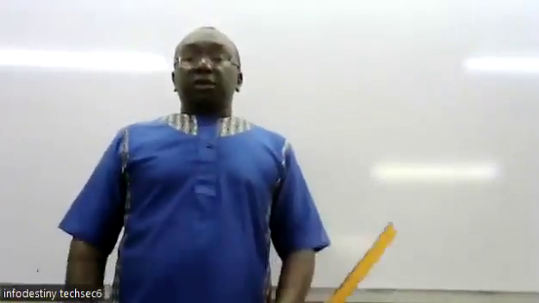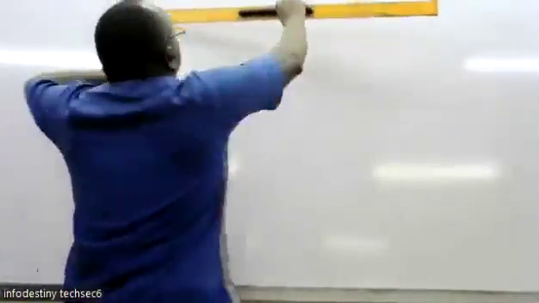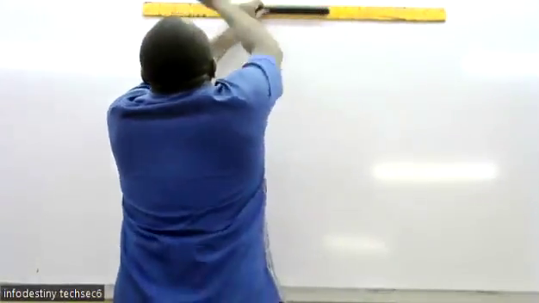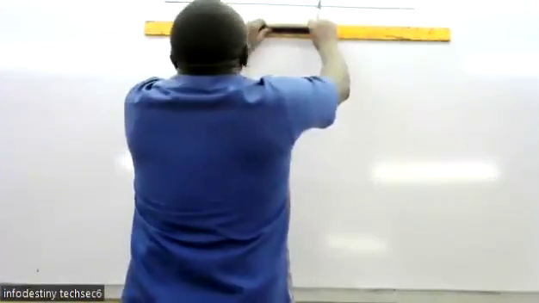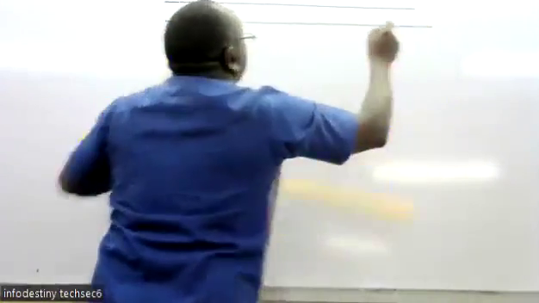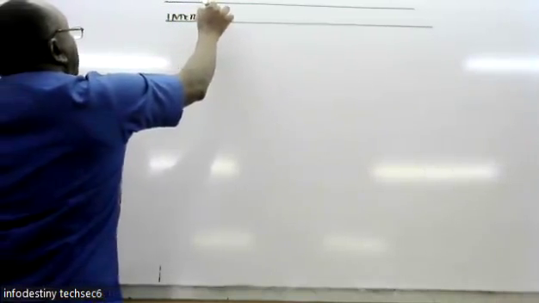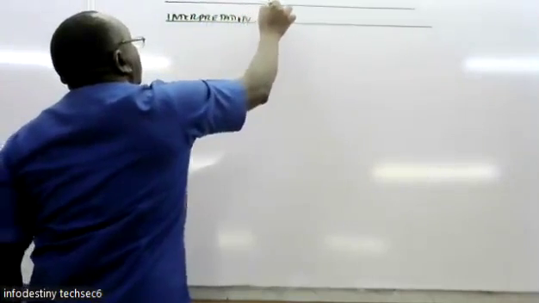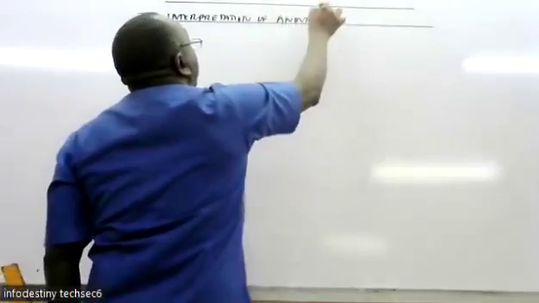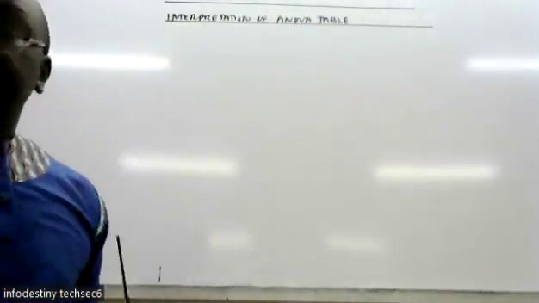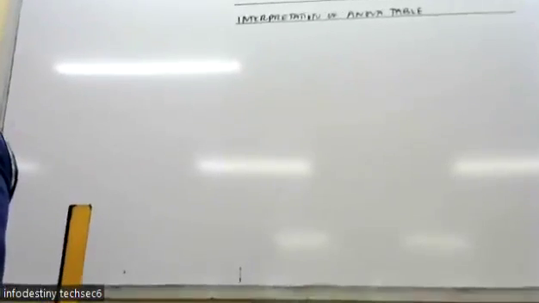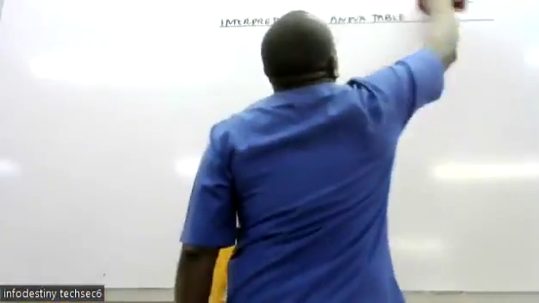Okay, so those are the 6 assumptions that we have. Now, the next thing that I want us to look at is called interpretation of Anova table.